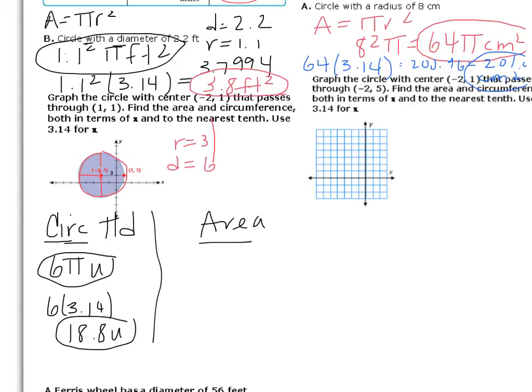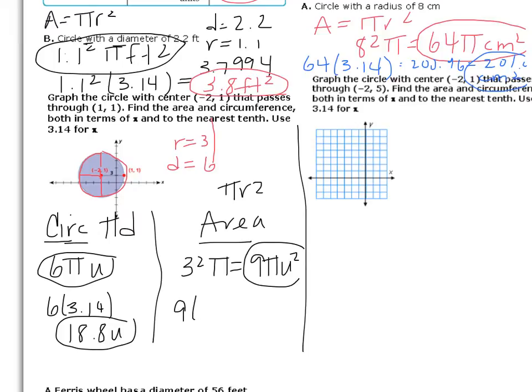Now for area, it's pi times radius squared. Okay, so if your radius is 3, so 3 squared pi, which is 9 pi units squared, or 9 times 3.14, which is 28.3 units squared. All right, so now this one you're going to actually have to graph and work on it on your own. So I'm going to turn it off, I'm going to work it out, and I want you to try it on your own since you have an example right here.